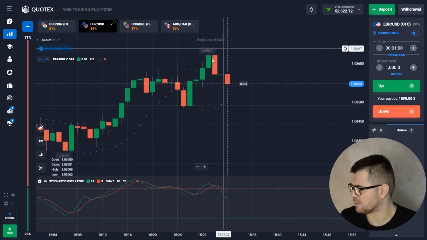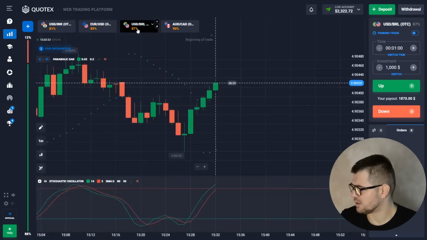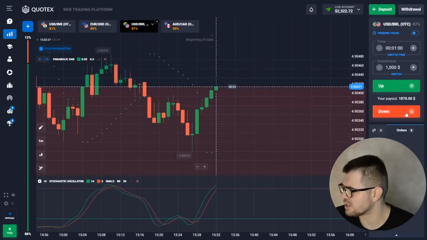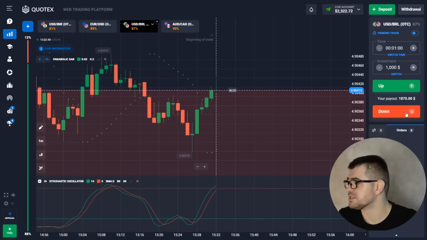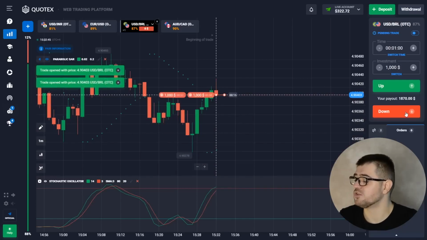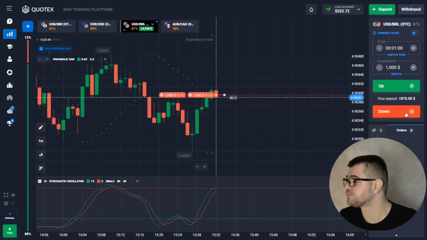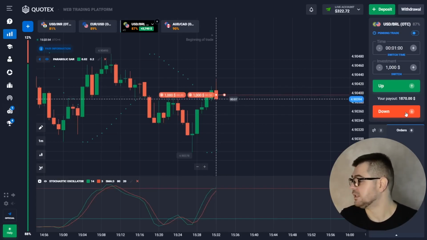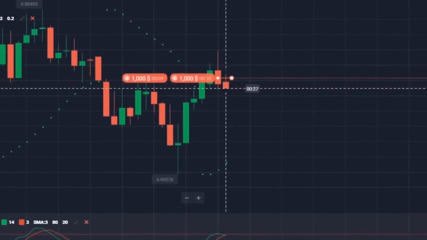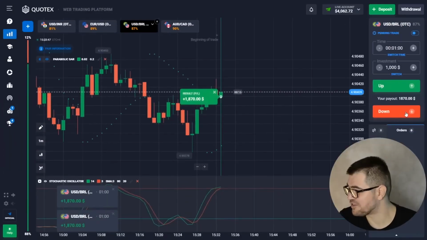Let's just think about here. Okay, this resistance level can help us get a bit of profit from this situation. Let's go for 2,000 and a put option, as we're expecting the price to drop at this point. And let's see if we're correct. And here is the profit from this one.